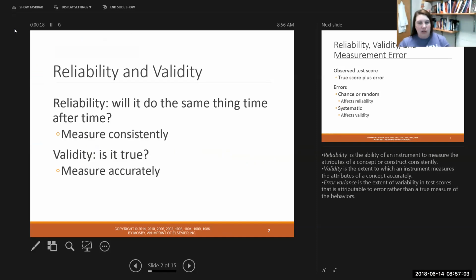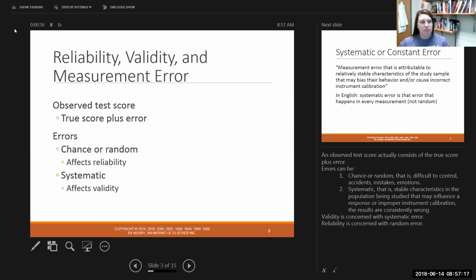And then there's another concept worth mentioning, and that's error variance. That is the extent of variability in test scores that is attributed to error rather than true measurement. For an observed test score to actually consist of true scores, errors can be seen. These can be seen by chance or randomization, and it's really difficult to control for that.